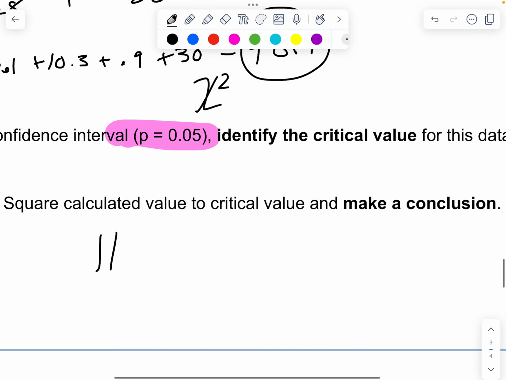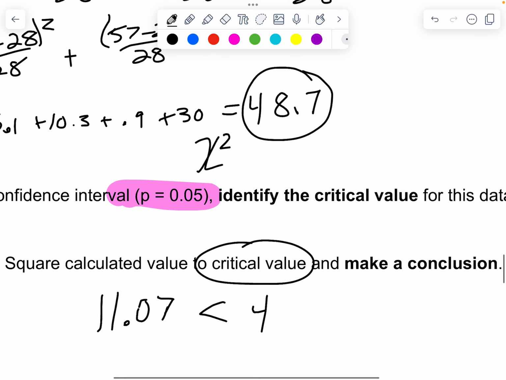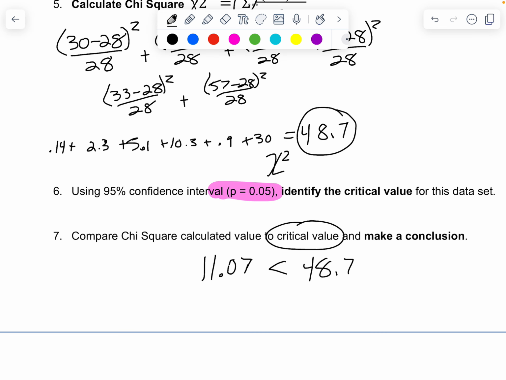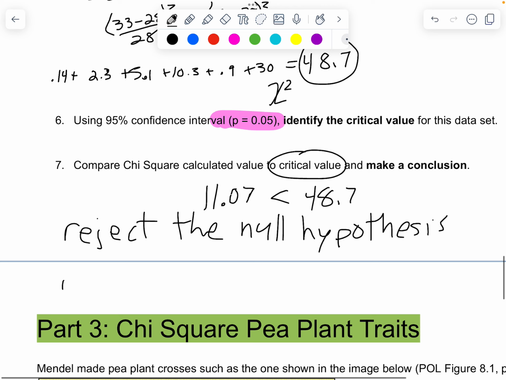So 11.07 is the critical value, and that is less than our chi-square value of 48.7. And so because our chi-square value is really high, we reject the null hypothesis in favor of an alternative.